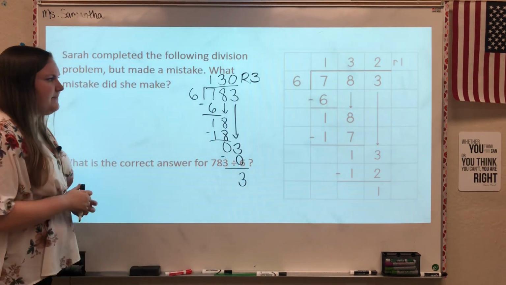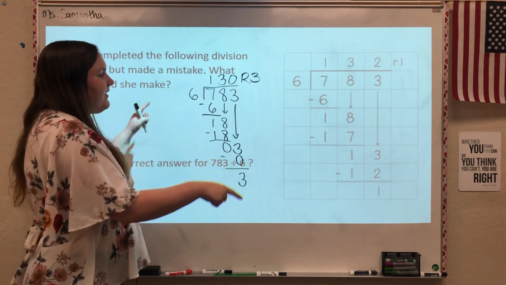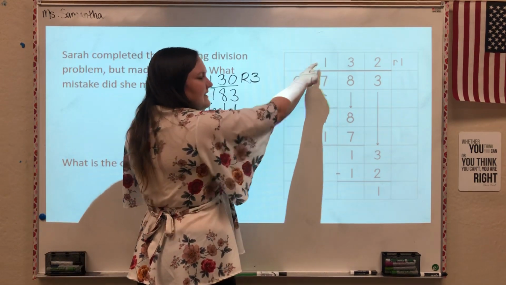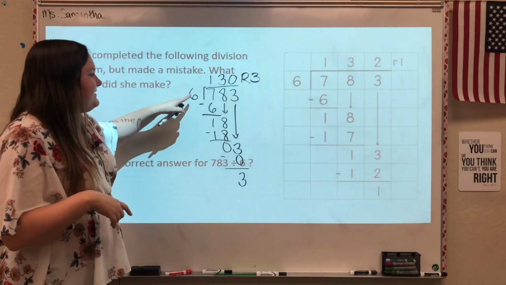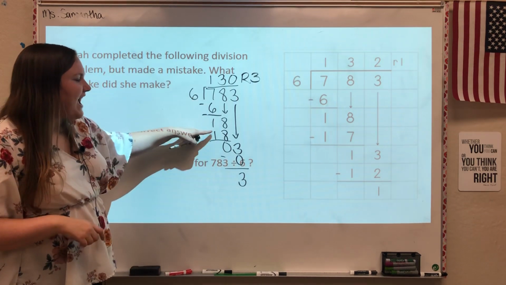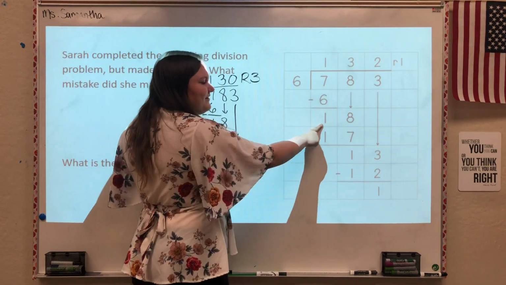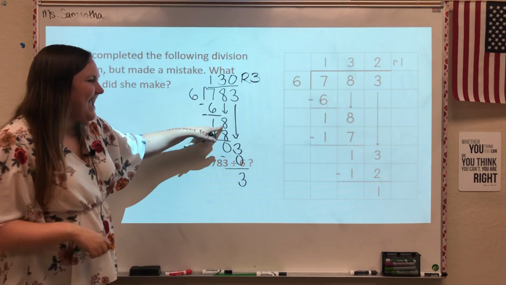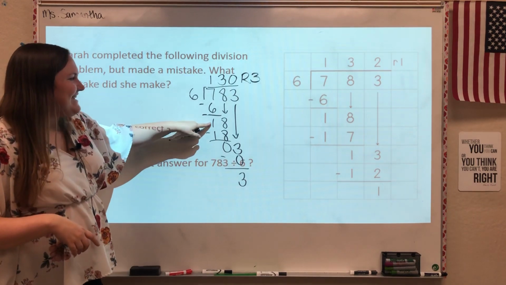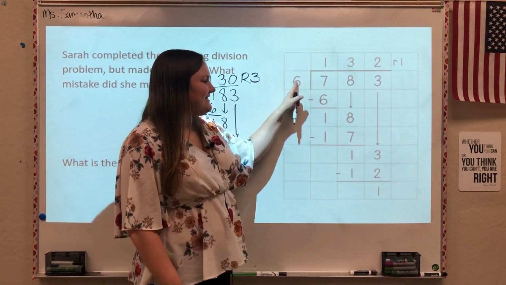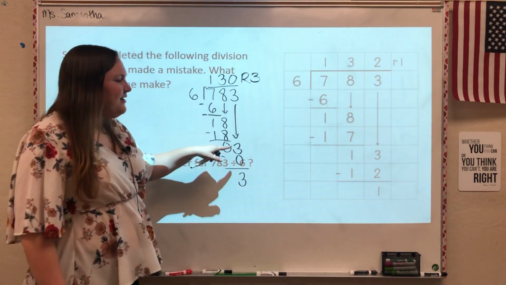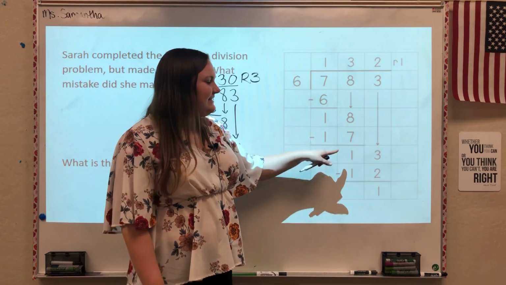Where is the mistake? I can start following along with her work now that I've got my work to look at. So I could say 6 goes into 7 one time. 1 times 6 is 6. Subtract, remainder 1. Bring down the 8. 6 goes into 18 3 times. 18 minus 18 is 0. She has 18 minus 17 is 1.